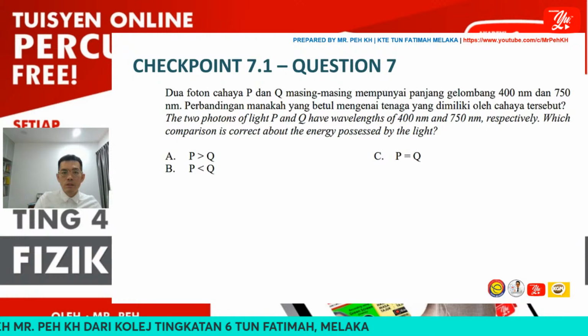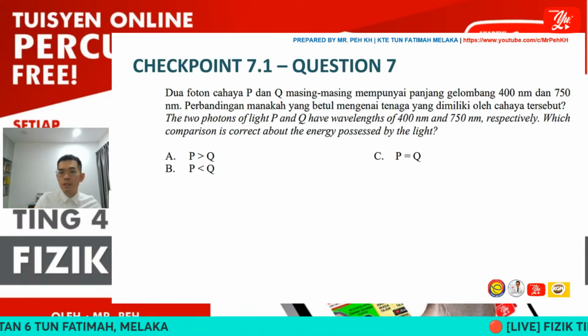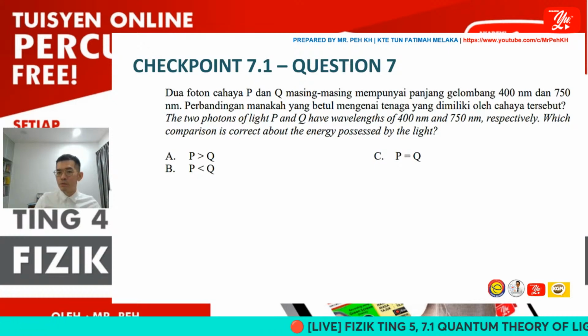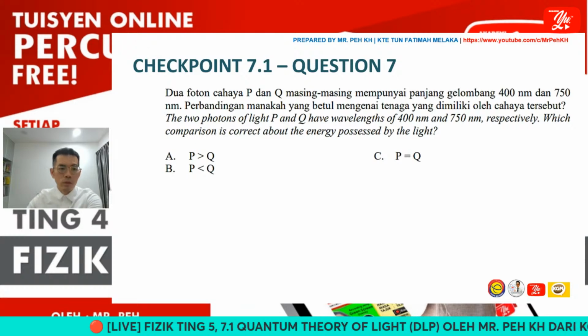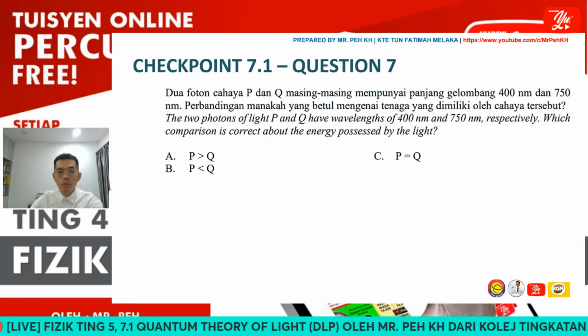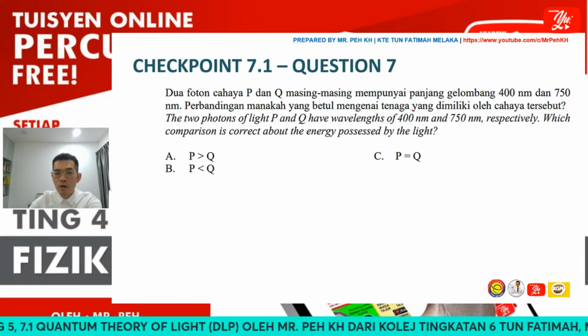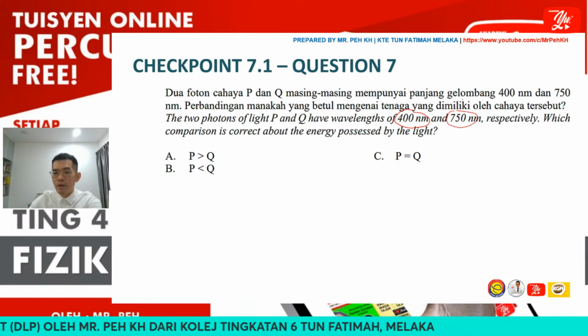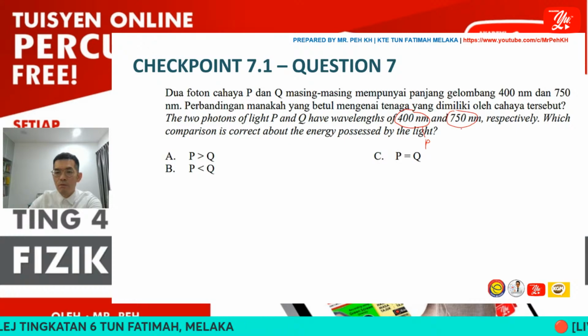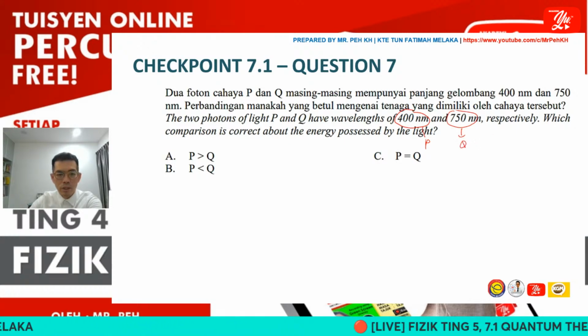Here we go for problem solving related to the formulas we already went through in learning standard 1 to 5. Here will be the question. Two photons of light P and Q have wavelengths of 400 nanometer and 750 nanometer. That means P has the shorter wavelength compared to Q. Which comparison is correct about the energy?